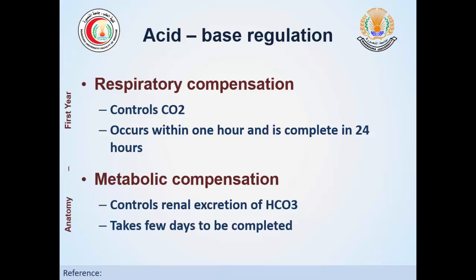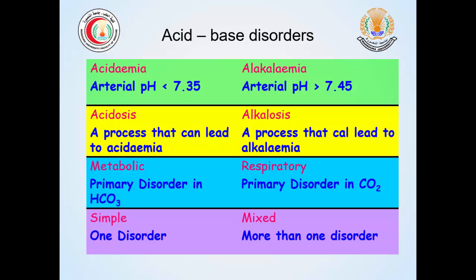There is very important point here to know. Respiratory compensation occurs within 1 hour and is completed in 24 hours, while the metabolic compensation takes few days to be completed. There are some definitions you have to know. It's very important. Acidemia means arterial pH less than 7.35. Alkalemia means arterial pH more than 7.45. The acidosis is the process that can lead to acidemia, and alkalosis is the process that can lead to alkalemia.